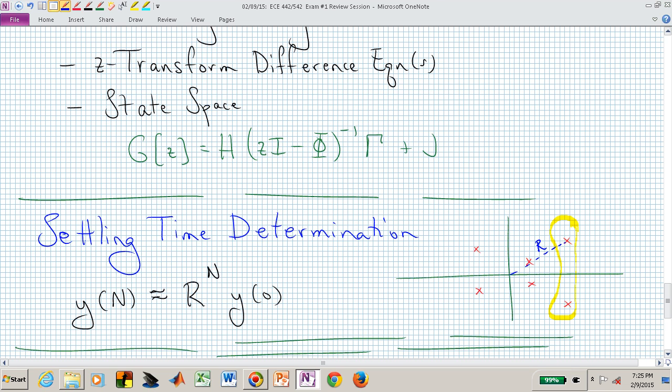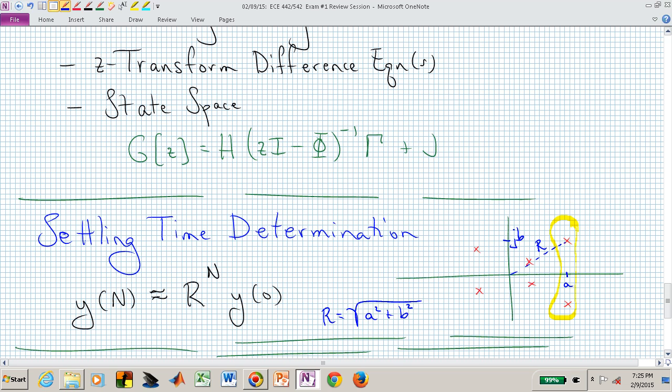That R, that radius, is what you would put in that expression to find the settling time. Is that clear? And that r could be related to the imaginary part and the real part of those poles. If this was a distance a and this was a distance jb, then r is the square root of a squared plus b squared.